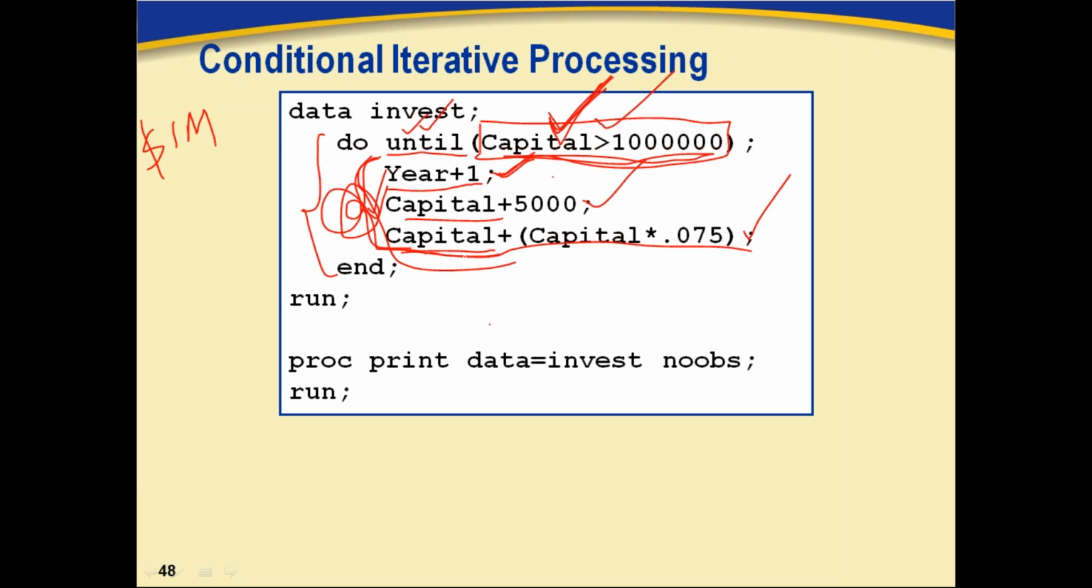What is the value in the first iteration? When it executes for the first time, year value will be 1 and capital value will be 5000, because 0 plus 5000 would be 5000. Next, you are calculating interest on capital and storing it in capital only, so let's say it is 5750. Now it has executed all the statements inside the loop, and then it will check the condition.